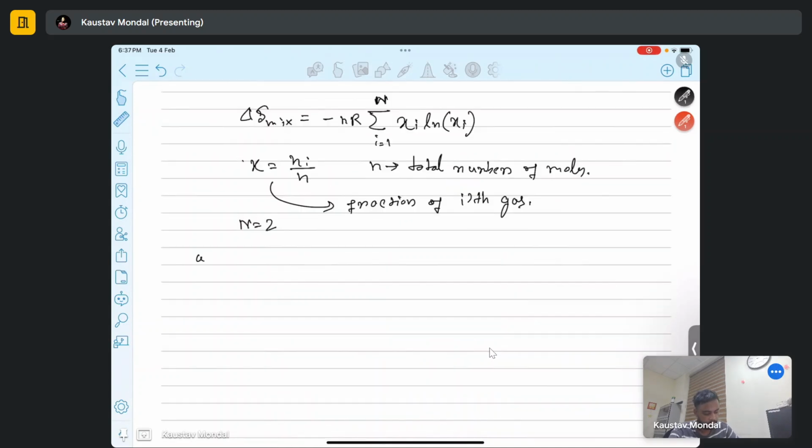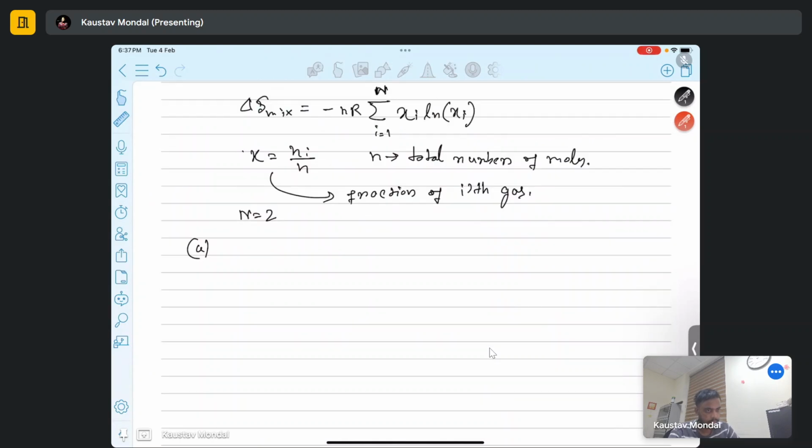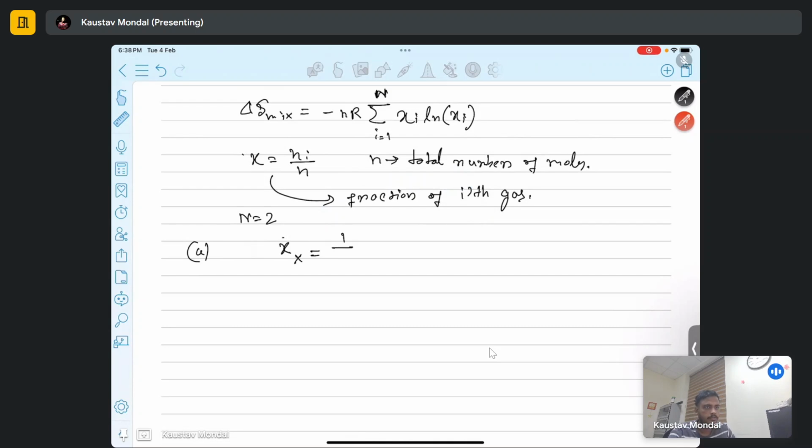Now let's consider A. For A, 1 mole of X gas is mixed with 3 moles of Y gas. Here small x is the fraction and capital X is the gas, X gas. So x of X will be 1 by 1 plus 3, that is 1 by 4, and x of Y will be 3 by 1 plus 3, that is 3 by 4, right?